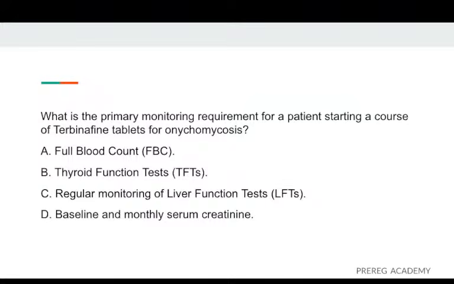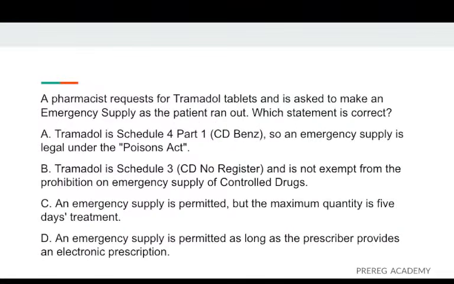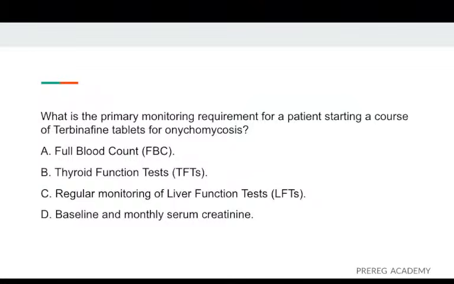What's the primary monitoring requirement for a patient starting a course of terbinafine tablets for onychomycosis? Yes, liver function test. Okay, liver function test is used. What's onychomycosis? What condition is this? Yes, so this is fungal nail infection. Okay, onychomycosis is nail infection, fungal nail infection.